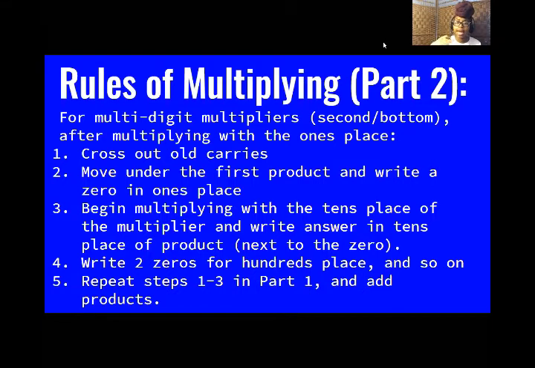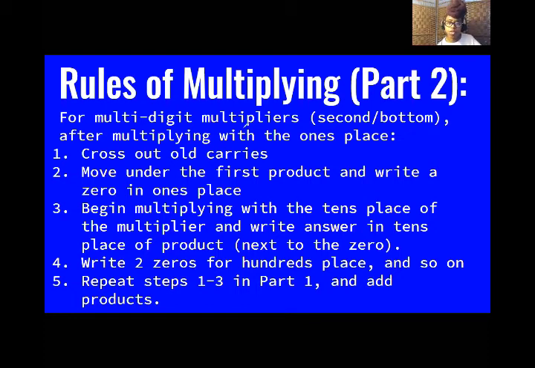So remember in the anatomy of standard multiplication, we had those rows underneath the first equal line. So we're now in the second row. If we have a 2-digit multiplier, we have to have a second row of our products, because that's the tens place. And we write the 0 to represent the fact that we're multiplying by a 10, a multiple of 10. Begin multiplying with the tens place of the multiplier and write the answer in the tens place of the product next to the 0. Four says write 2 zeros for hundreds place, and so on. So for tens, we wrote 1 0. For hundreds place, we write 2 zeros, okay? Then we're going to repeat steps 1 through 3 in part 1 and add our products together.